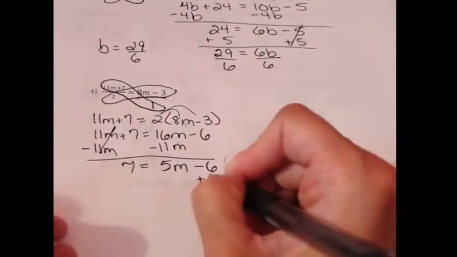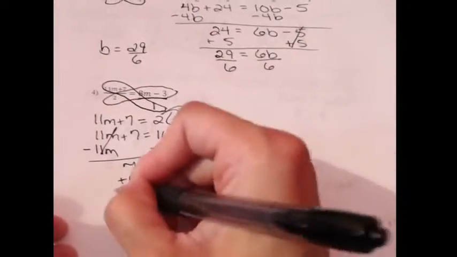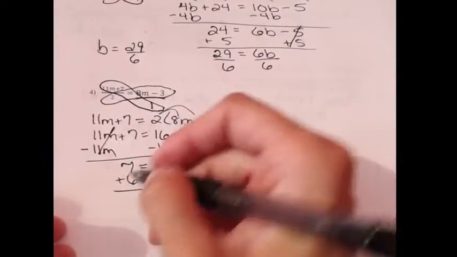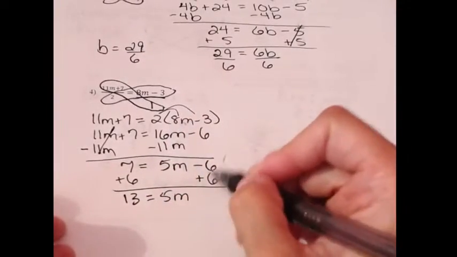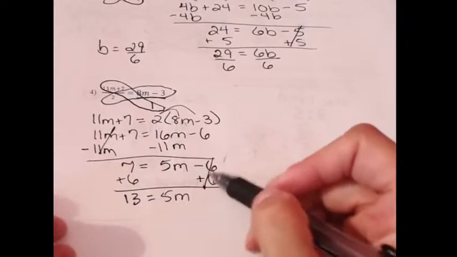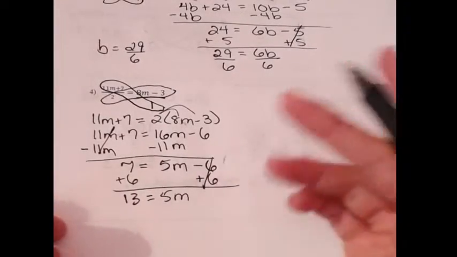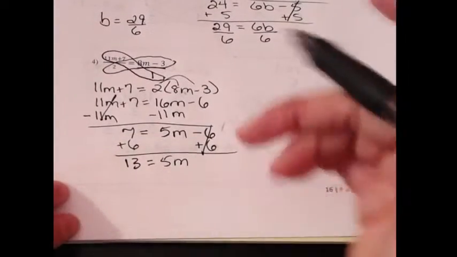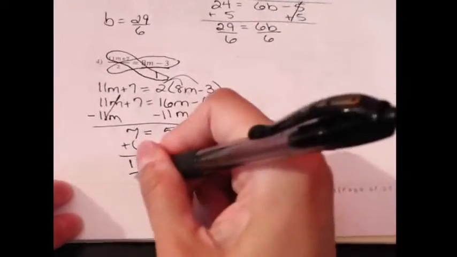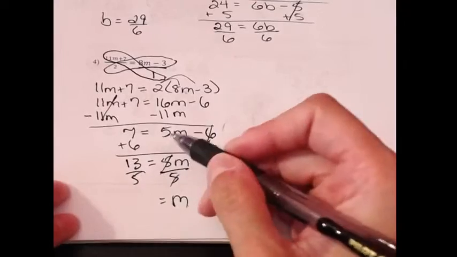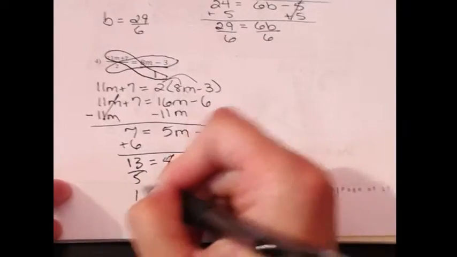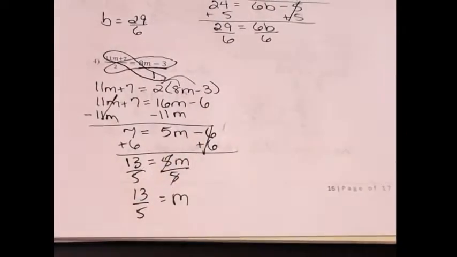Next, I'm going to bring the 6 over to the left-hand side. So 7 plus 6 is 13, is equal to 5m. Notice these terms are opposites. They cancel, leaving us with 0, but 0 plus 5m stays 5m. At this point, I divide by 5 to get m completely by itself. 5 divided by 5 is 1. So 1m is still m, and m is equal to 13/5.